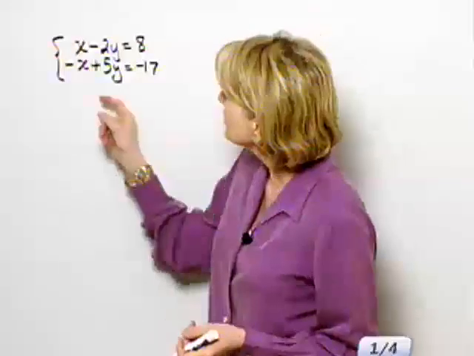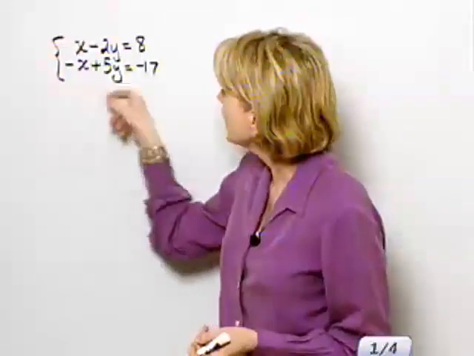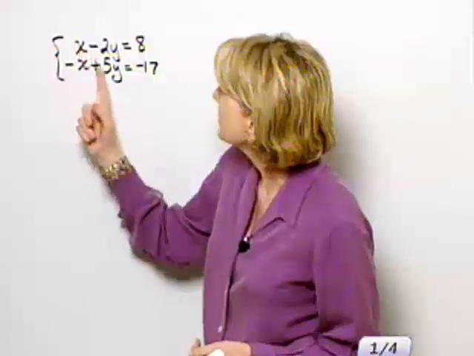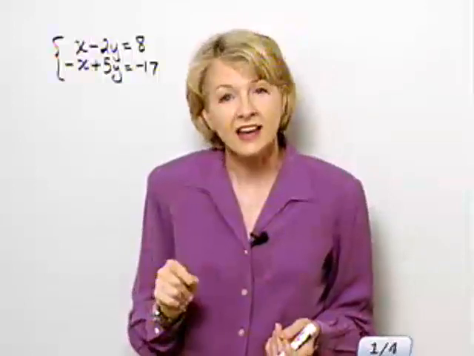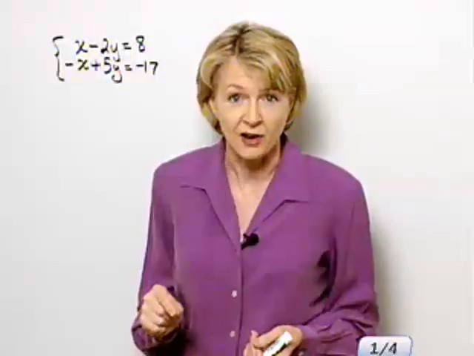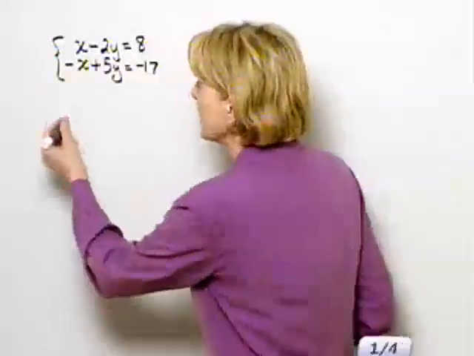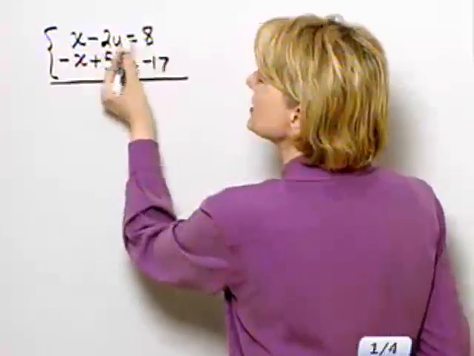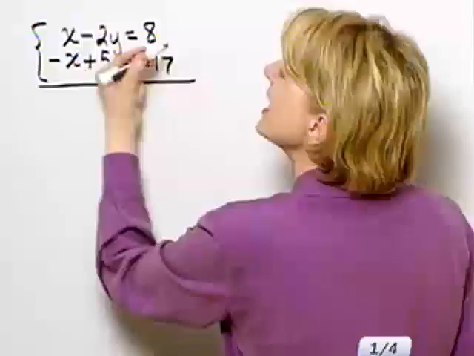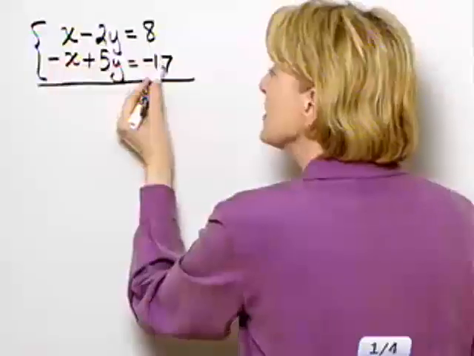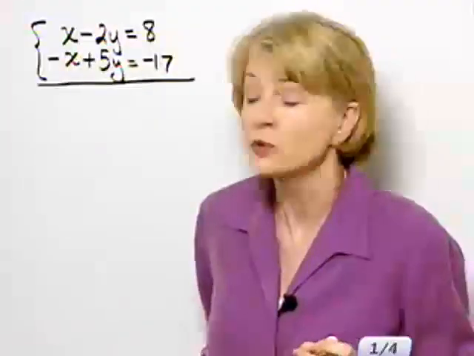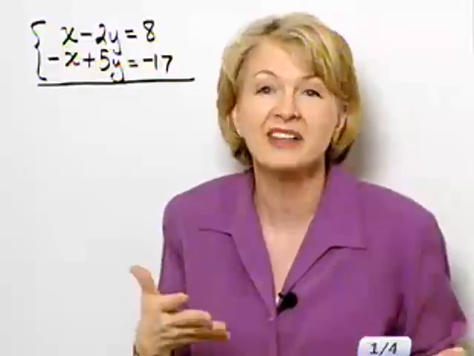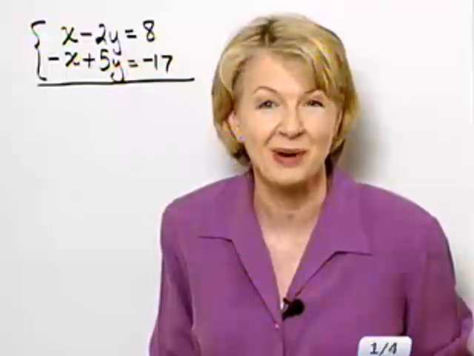Notice that for this particular system, if I simply add these two equations, because I have x and negative x, the x's will subtract out. And that's okay to do in algebra. If we have this left side equal to this right side, and this left side equal to this right side, it's true that the sum of the left sides will equal the sum of the right sides.